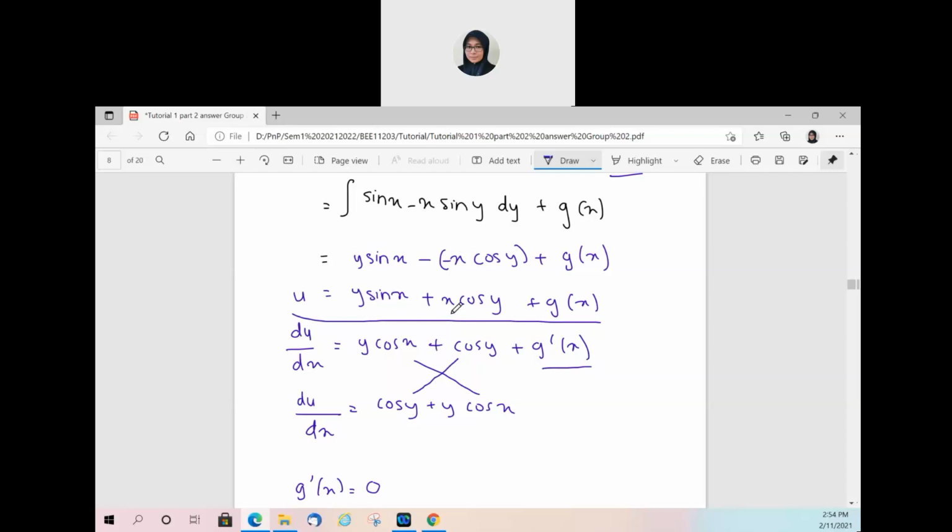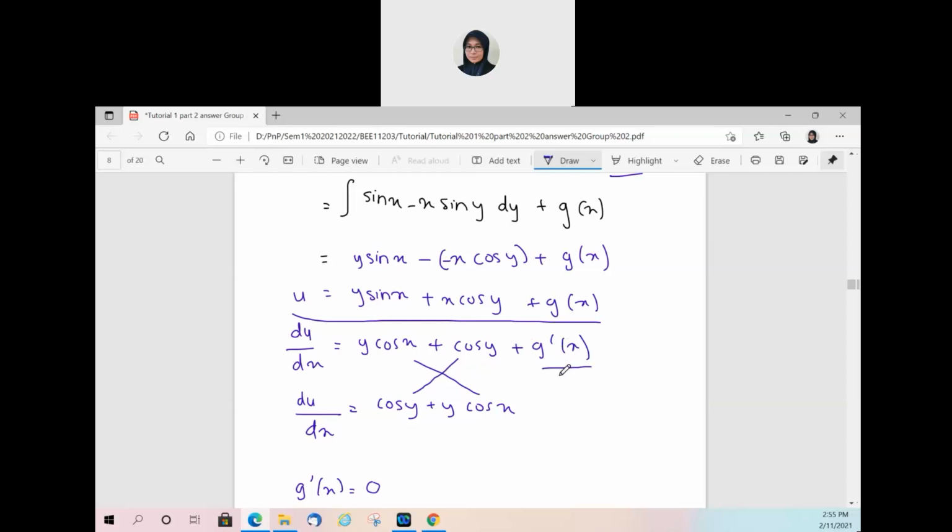Okay. Plus with x sin y, you differentiate x cos y with respect to y. Differentiating cos y gives x times the derivative of cos y. Okay. Plus, you differentiate this g(x) function. If we differentiate the function, it will be g prime. So now you have du over dx equals y cos x plus cos y plus g prime x.